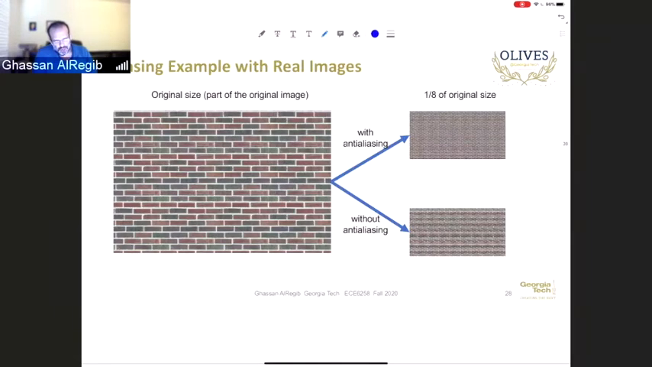So if you look at this brick wall image, and then you have a sampling size of 1/8, meaning that from every 8x8 tile or 8x8 block, from every 64 pixels, you keep one. That's our downsampling. And with the anti-aliasing filter, this is the image we'll obtain. Without the anti-aliasing, this is the image we will get. So you can see in terms of at least perceived quality, the one with the anti-aliasing is less distorted than the one without the anti-aliasing filter.